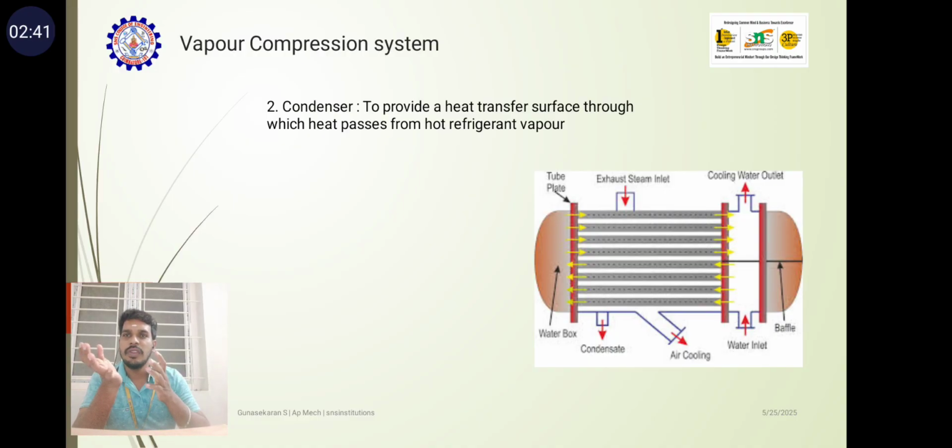The heat is absorbed by the refrigerant. After the refrigerant is compressed to high pressure, the high pressure and high temperature vapor enters the condenser. This heat rejection process is essential for maintaining the refrigeration cycle. The condenser can be air cooled, water cooled, or evaporative, depending on the application.